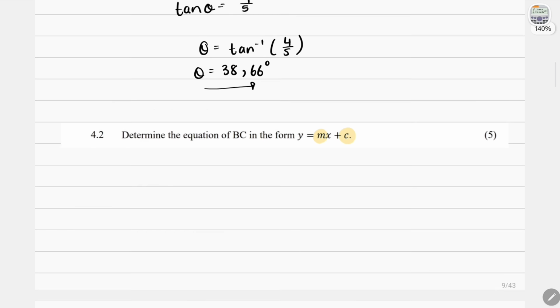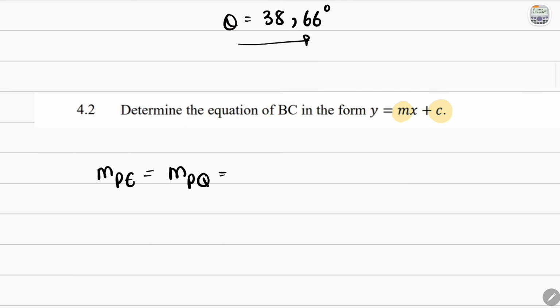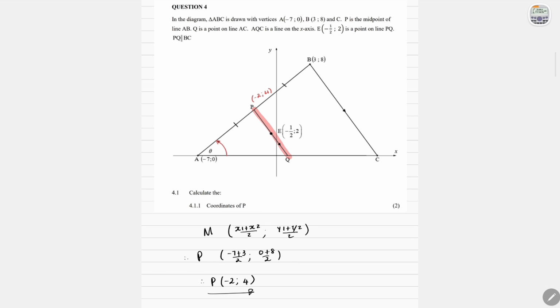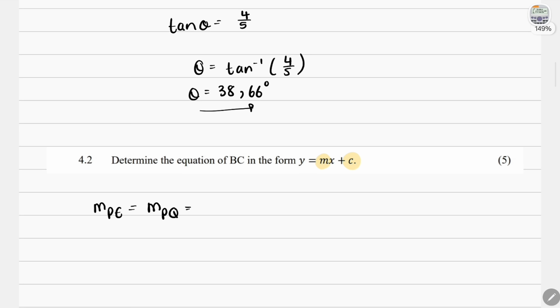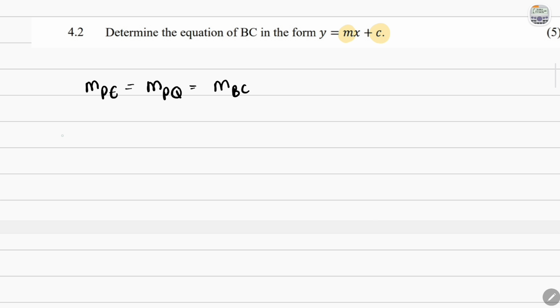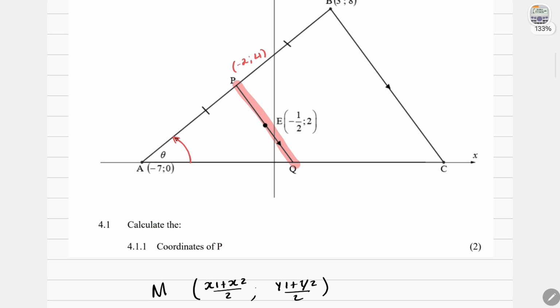Okay, so let's go. To find this gradient of PQ, we'll just say that the gradient of PE is equal to the gradient of PQ. And we also know, of course, that it's going to be equal to the gradient of BC since those lines are parallel. I'm just stating this initially. Okay, it's equal to the gradient of BC as well. So let's use P and E. P was this point. We'll just put the points down first.